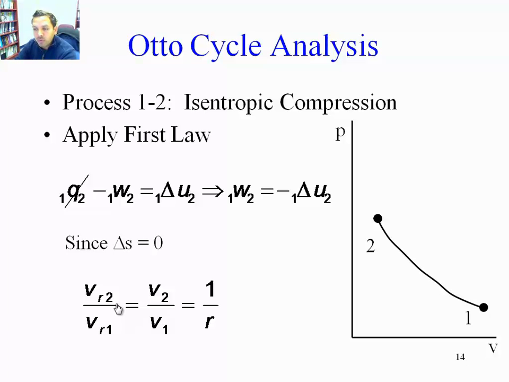If you assume the constant specific heat model, remember you can relate the properties in an isentropic process by using the relationship P times V to the gamma at state 1 is equal to P times V to the, not the gamma, the k. k is the ratio of specific heats. So P times V to the k at state 1 is equal to P times V to the k in state 2.